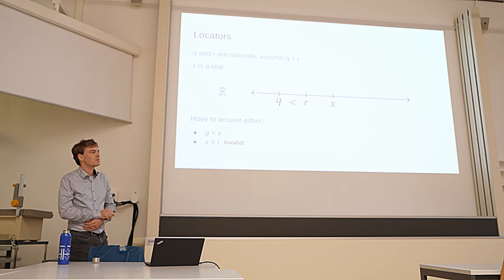Does invalid just mean false? Does invalid mean false? Yes, but it's false, but it's not the Boolean false, and I emphasize that because in general, this statement, whether x is less than r, where x is a real number, cannot be decided. We cannot compute a Boolean to decide this statement. Anyway, let's jump to the Haskell code, and then I think some of the last two questions might make more sense.